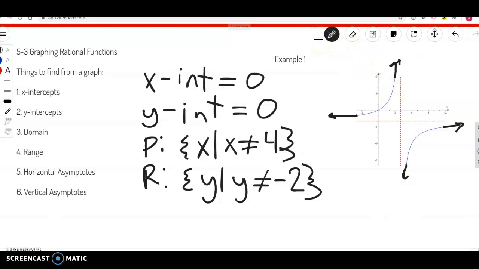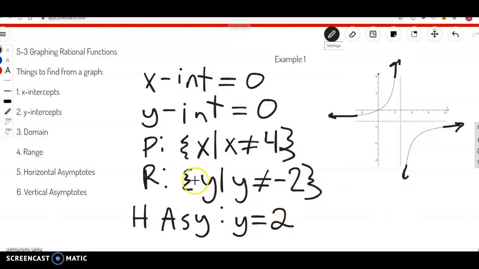Alright, and so when I look at this horizontal asymptote, the horizontal asymptote is going to be an equation. And so on this equation, the horizontal line goes through -2. So that means every y value along this line is -2. So it's going to be the equation y equals -2.